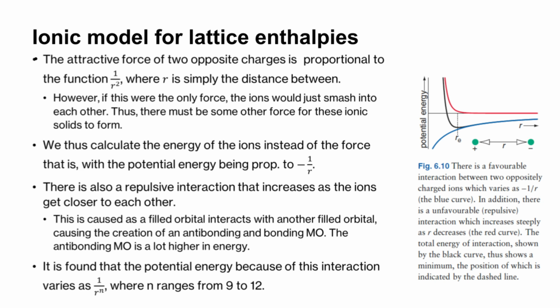So there's also a repulsive interaction that increases as the ions get closer to each other. This is caused because when a filled orbital interacts with another filled orbital, we get the creation of an antibonding and a bonding molecular orbital. And this antibonding molecular orbital is a lot higher in energy. If you keep bringing these ions together, that antibonding molecular orbital is going to skyrocket in energy much more quickly. So it's found that the potential energy of this interaction varies as 1 over r to the power of n, where n ranges from 9 to 12. So right there's the graph for you. I'll hold it up on screen for a minute.